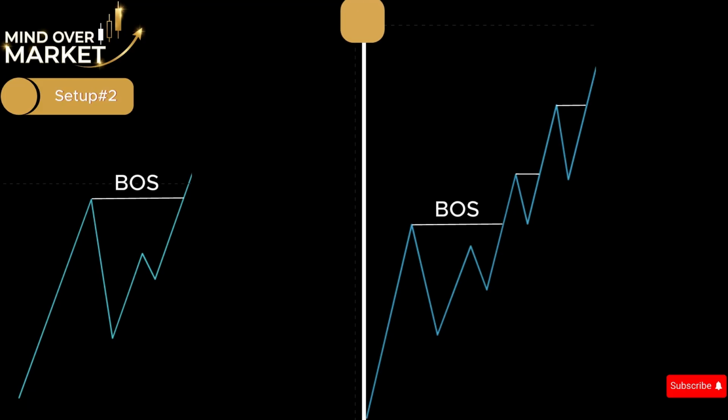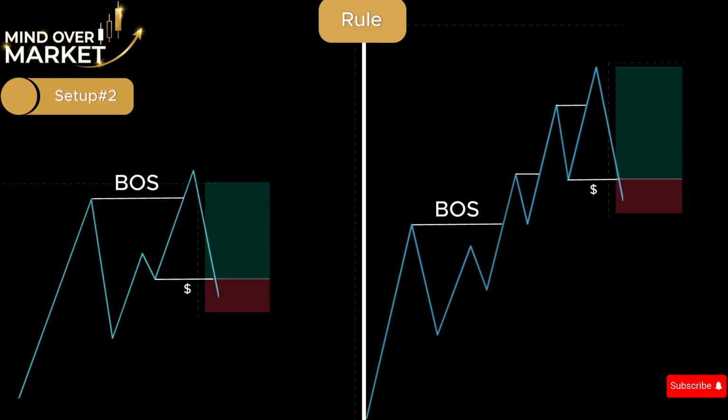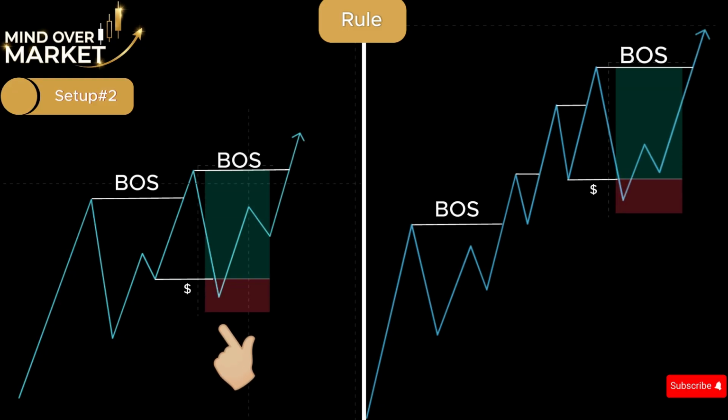The fundamental rule of this entire setup is simple. Only enter after the very first pullback liquidity gets swept, whether that sweep happens immediately after the break of structure or after a series of minor internal legs.